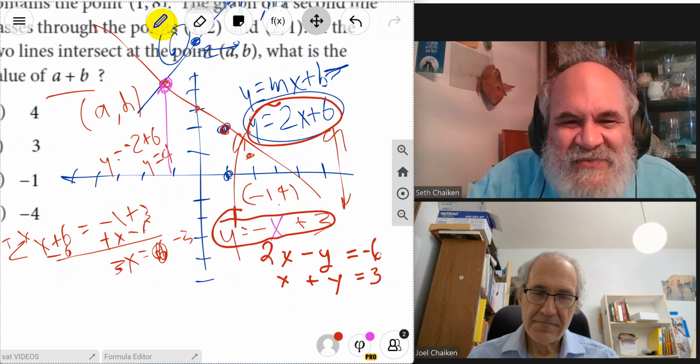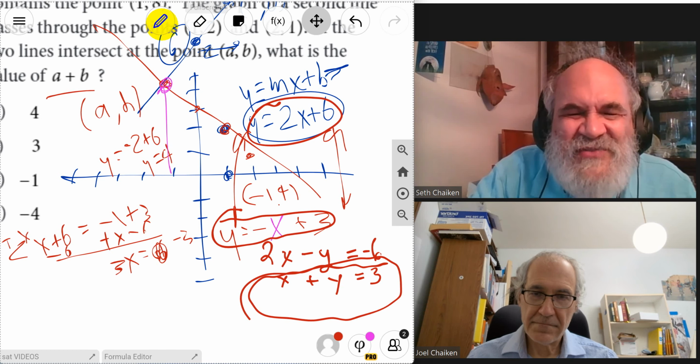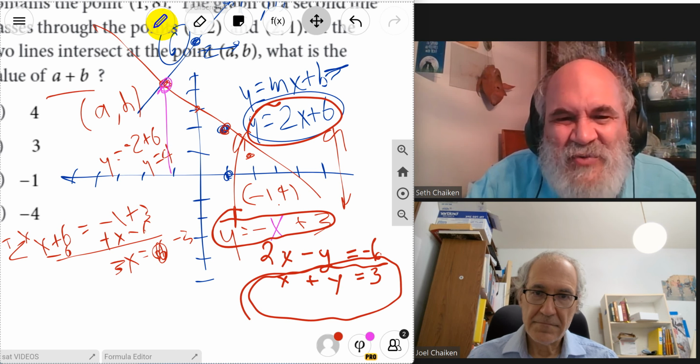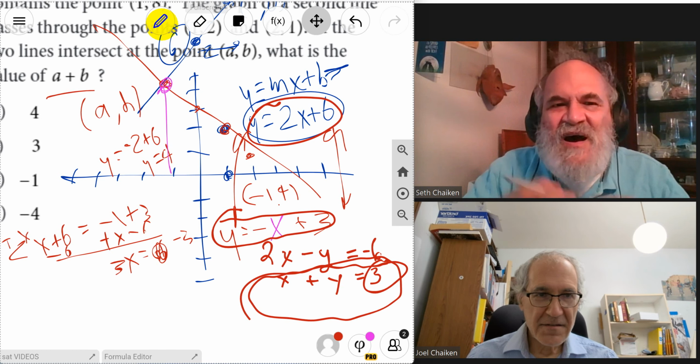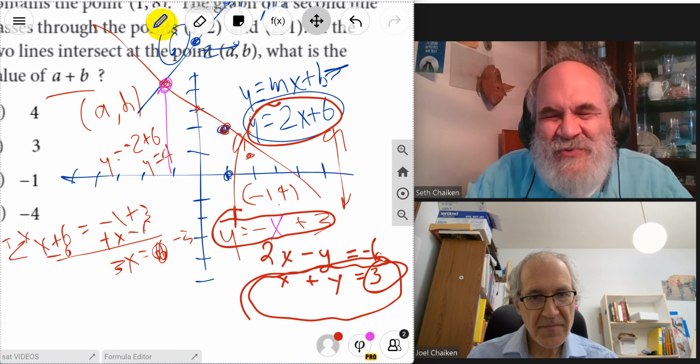The question is, what is a plus b for the intersection point? The intersection point is certainly a point on one of the lines. Here is an equation for one of the lines. It tells you what x plus y is for every point on that line. So it certainly tells you what x plus y is for the intersection point. And so the answer is 3. That's where I got the insight. I didn't get the insight until I wrote this equation, x plus y equals 3.